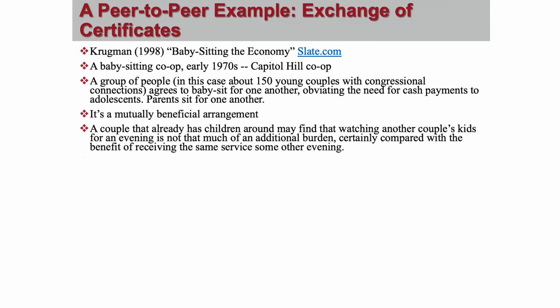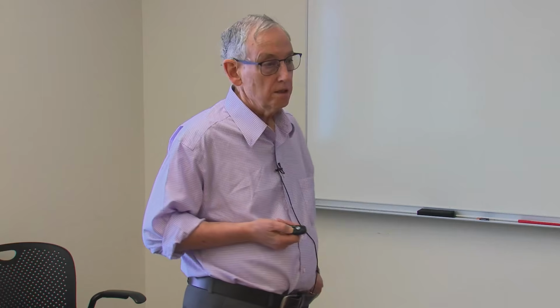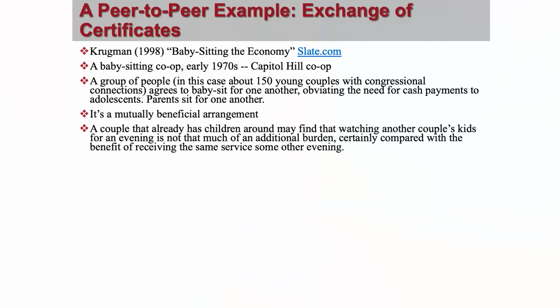The couple with children doesn't mind necessarily having a few more kids in the house, and they earn a certificate for the number of hours babysitting someone else's kids. And likewise, they're now armed with the certificate, so on an evening out, they find another parent who would receive those certificates in exchange for providing the babysitting service.